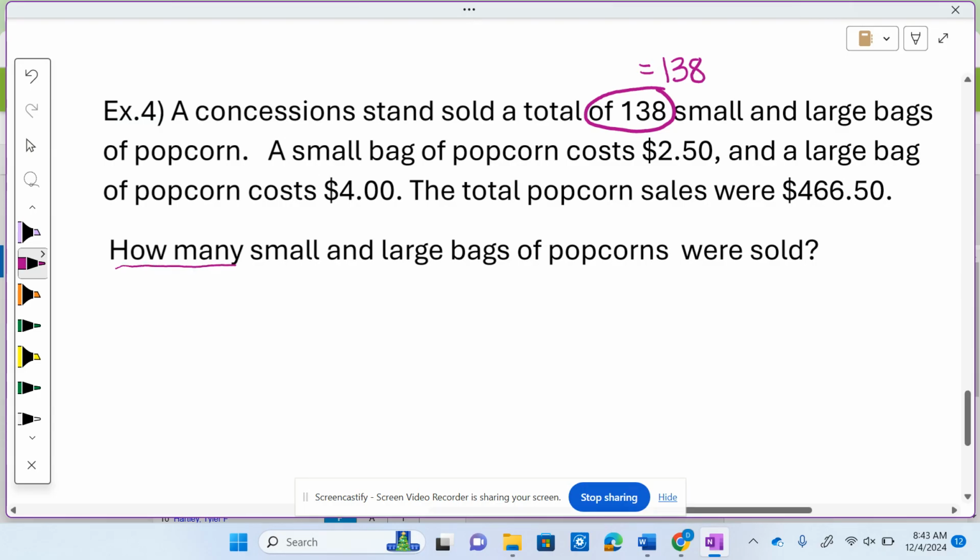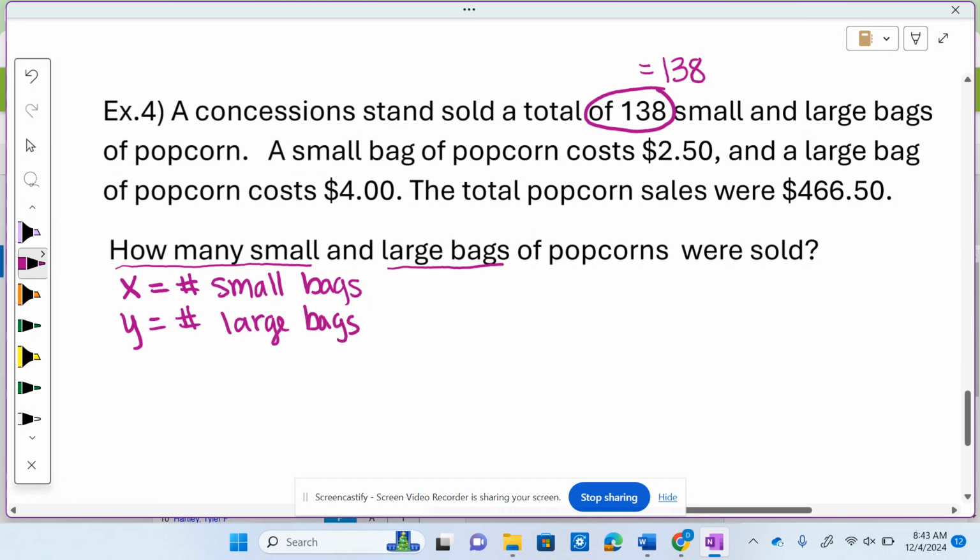Yeah, and that's your question. How many small bags and how many large bags were sold? So I'm going to say X is the number of small bags and Y is the number of large bags. So can you come up with our first equation?